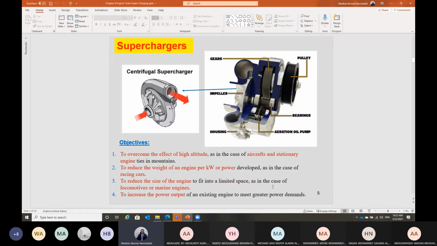Okay, is that clear guys? Yes. Okay, here is the supercharger.